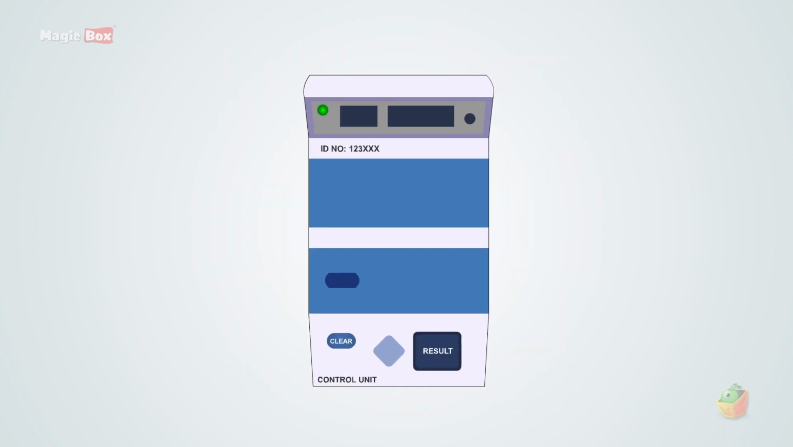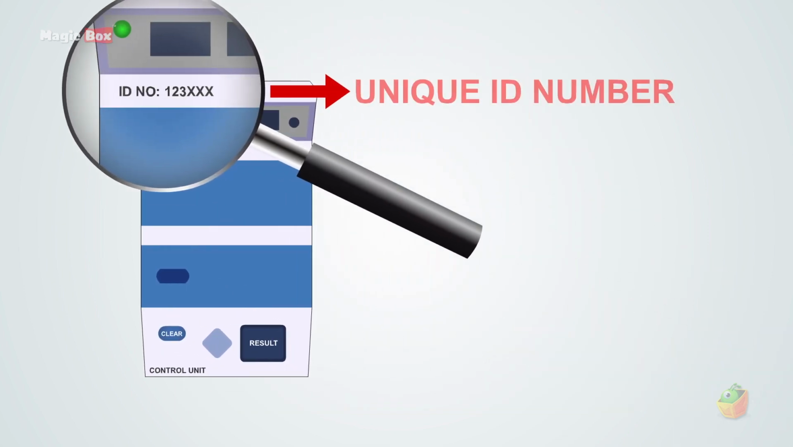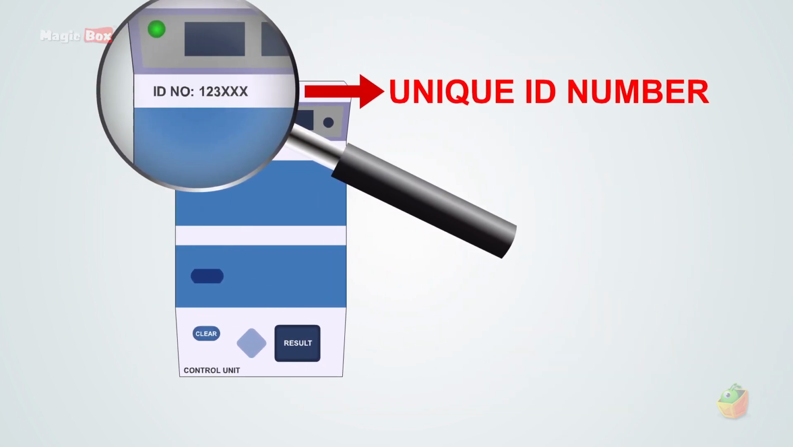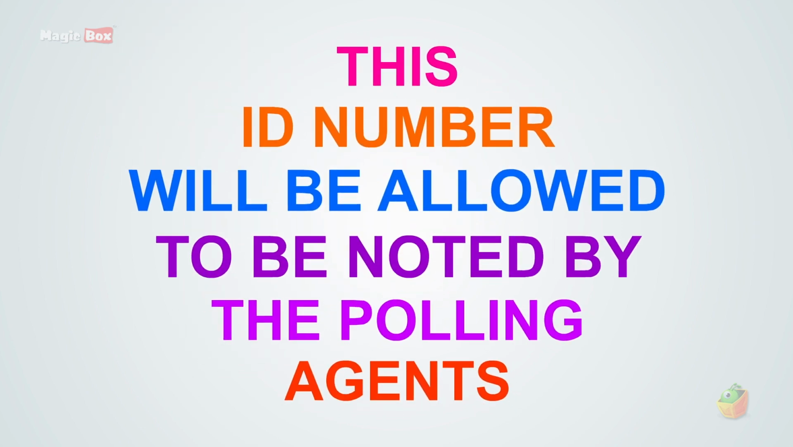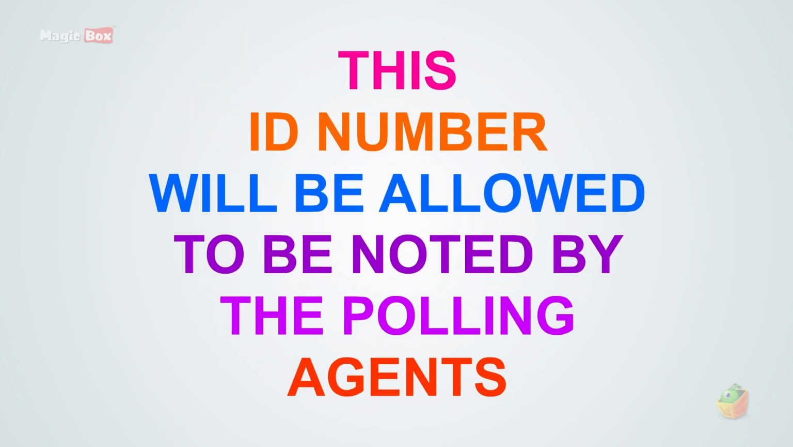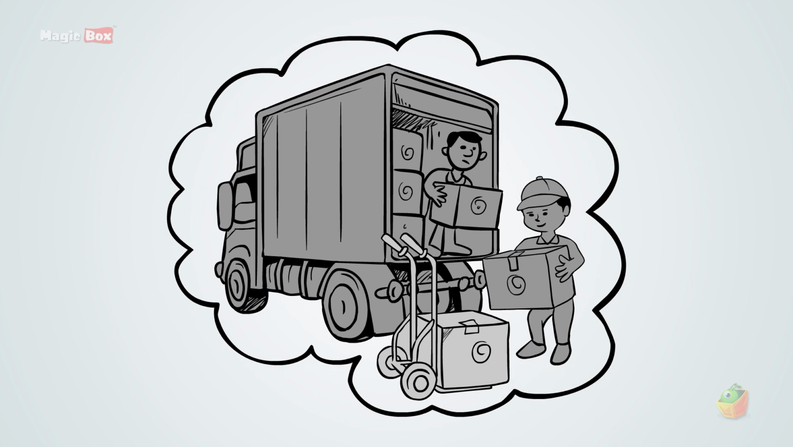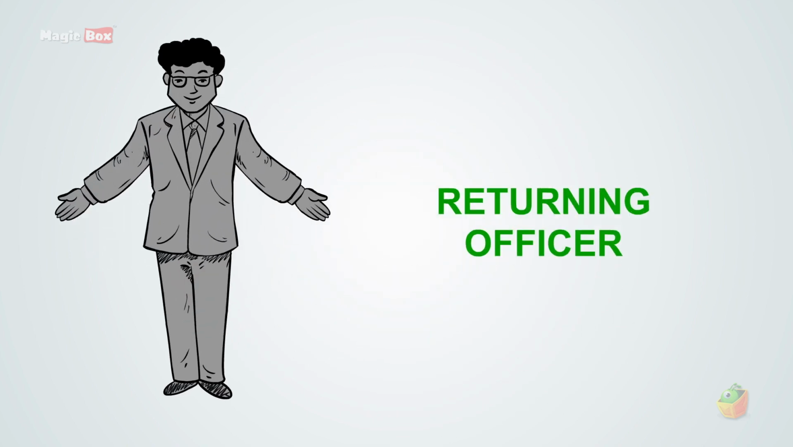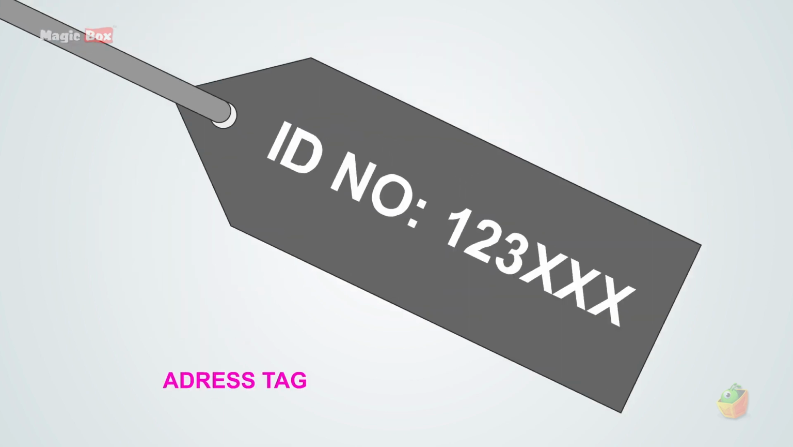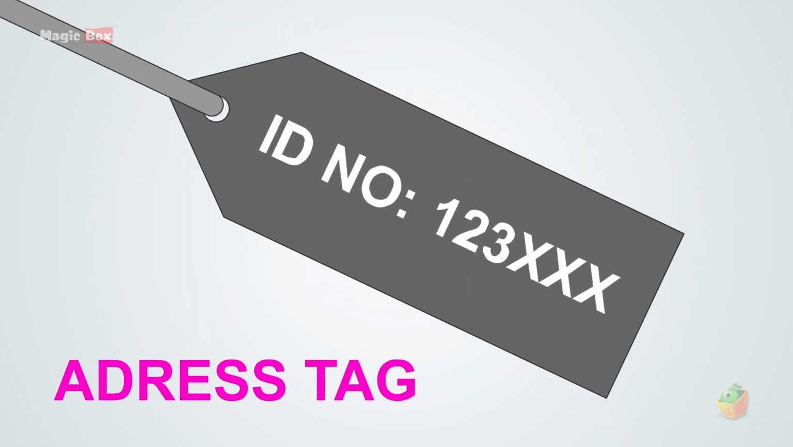Each control unit has a unique ID number which is painted on each unit with a permanent marker. This ID number will be allowed to be noted by the polling agents and will also be recorded in a register maintained for the purpose by the returning officer. The address tag attached to the control unit also will indicate this ID number.